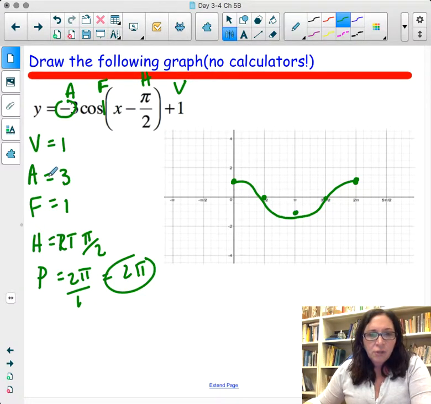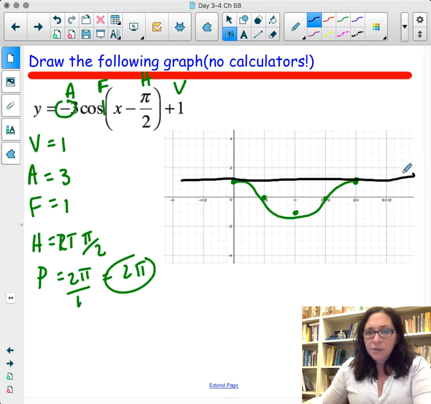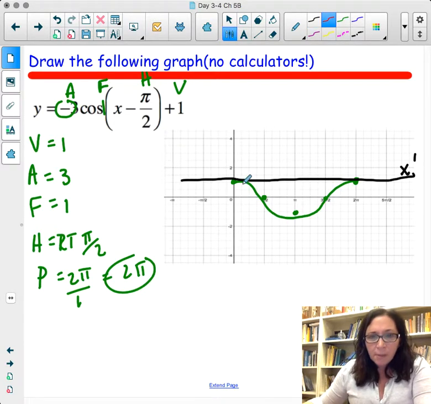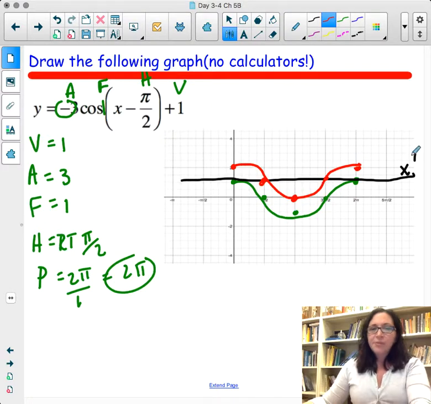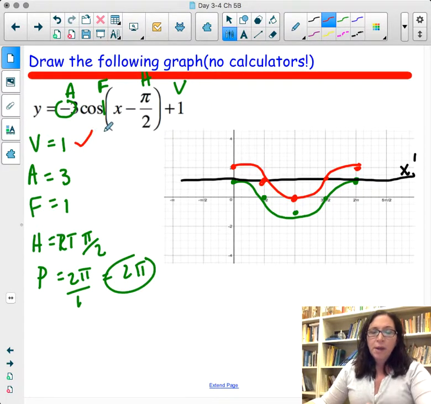I have a vertical shift of 1, which means that my new sinusoidal axis is up 1. So this is x prime, okay? So that's my new axis. I'm going to redraw my graph, which starts high, ends high. Halfway in between, I have a low point. I cross the axis at 0. So now my graph does this, okay? So that's just the parent function, but I've been shifted up 1 unit.